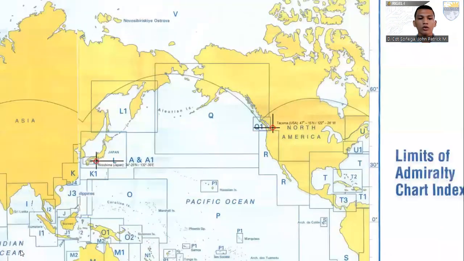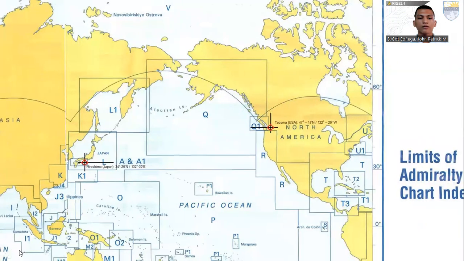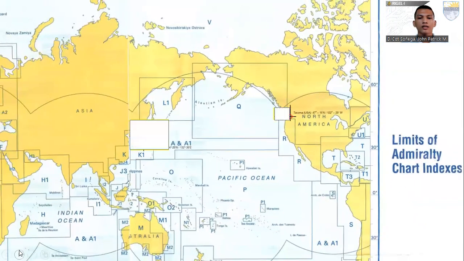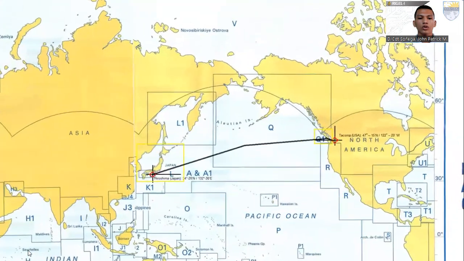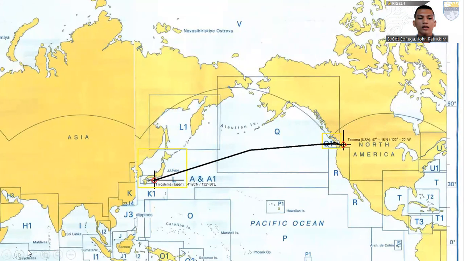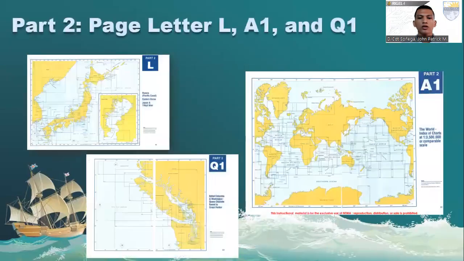So we are going to plot it, and after that, we will highlight the position that we are going to use. In this case, we are going to use L, Q1, as well as A and A1. For the Q, we can also use that, but for this presentation, I am using only A1 since it covers the route.